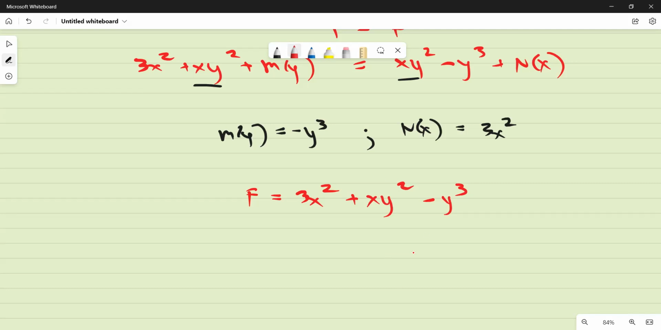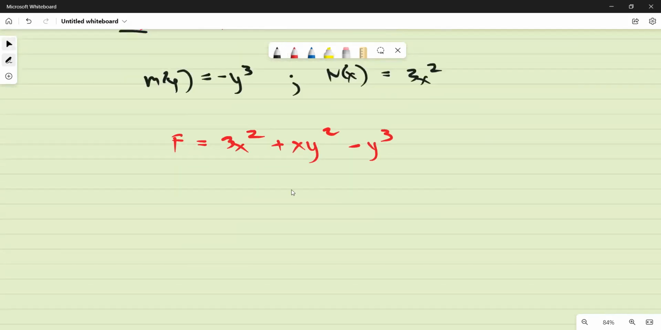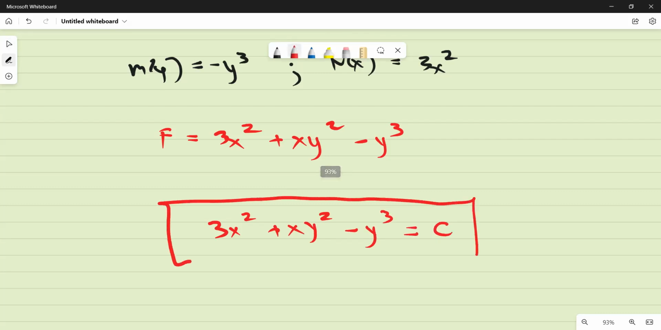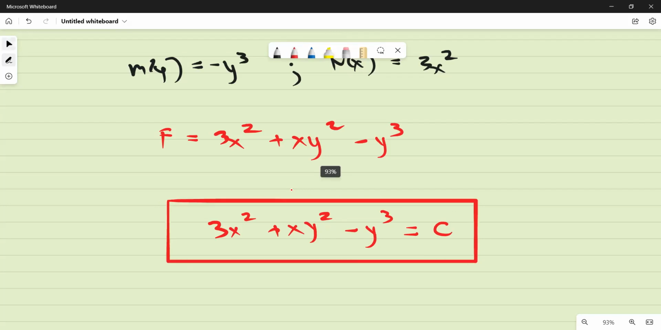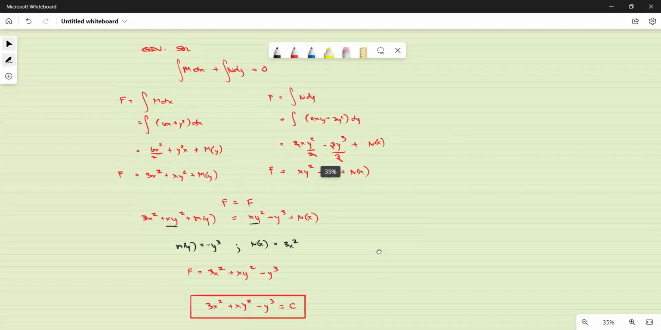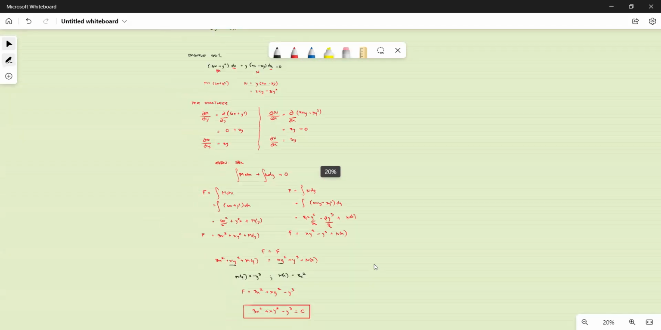And is this our final answer? Not yet. We need to convert this into our general equation or general solution by putting it equal to C. Yan. So this is our final answer. Beautiful math. Basic. So that is for our example number 1. Medyo mahaba, no?